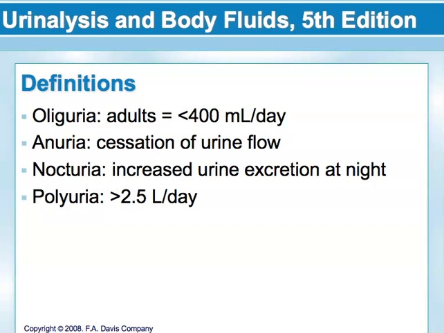Nocturia is increased urine excretion at night, where normal urine output is 2 to 3 times greater at night than during the day. And polyuria is increased urine excretion during the day, defined as greater than 2.5 liters per day, which is the same as 2,500 milliliters per day. This is often associated with diabetes, but it can be artificially induced by caffeine, diuretics, or alcohol.